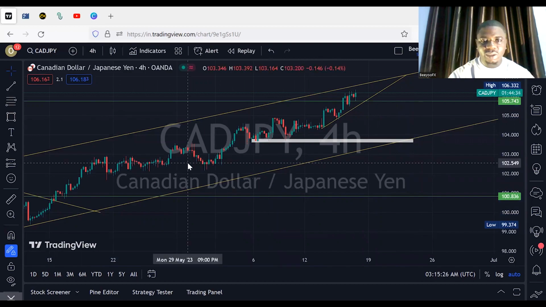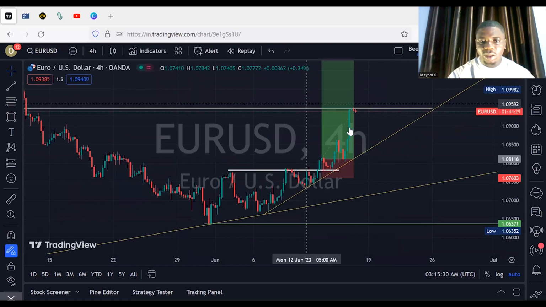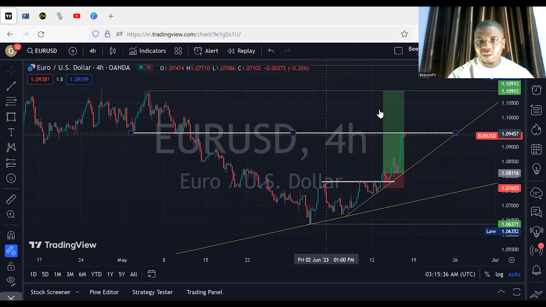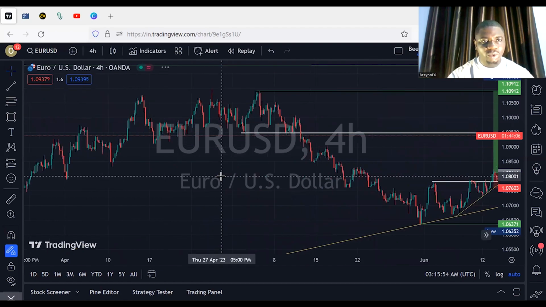Then Euro USD, this is the current trend of the market. I'm still expecting this market to come to this resistance here, but there's a neckline at this moment stopping the market. So I'll see the reaction at this point. Let's do a little bit of counter trend line on the 4-hour time frame on Euro USD here.